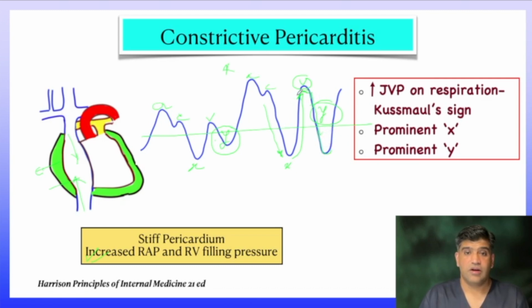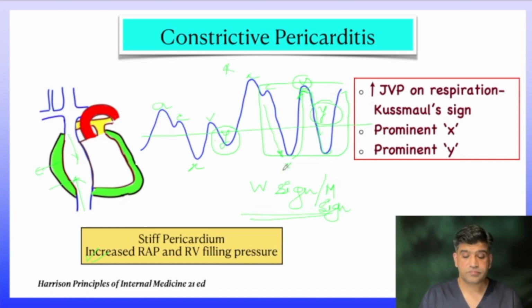So we have a prominent X, we have a prominent Y. If we see this waveform, this looks like a W. So it is also called the W sign or the M sign. It is also known as Friedrich sign. So three characteristics of CCP: increased JVP on inspiration. This is known as Kussmaul sign. In the next slide, we'll see what is Kussmaul sign. Prominent X and prominent Y.